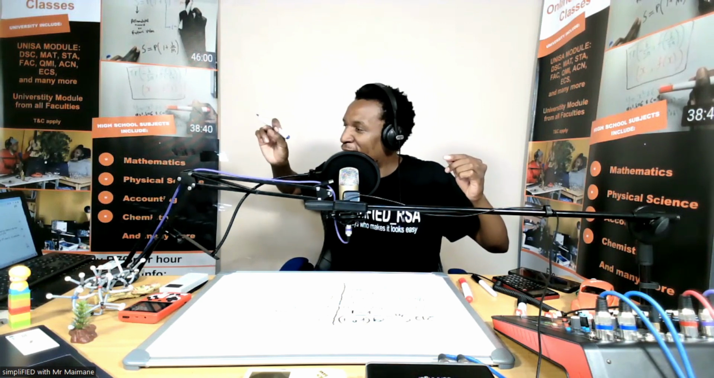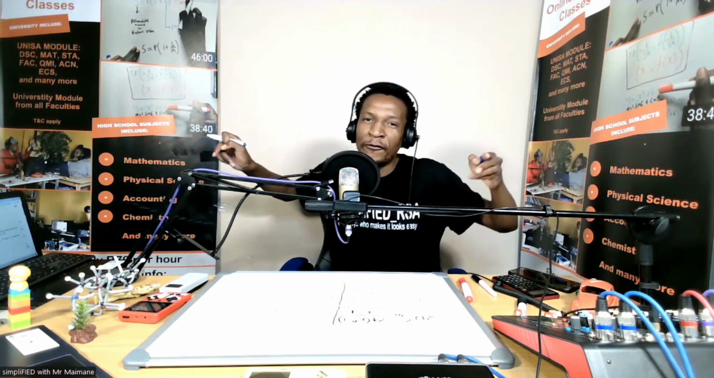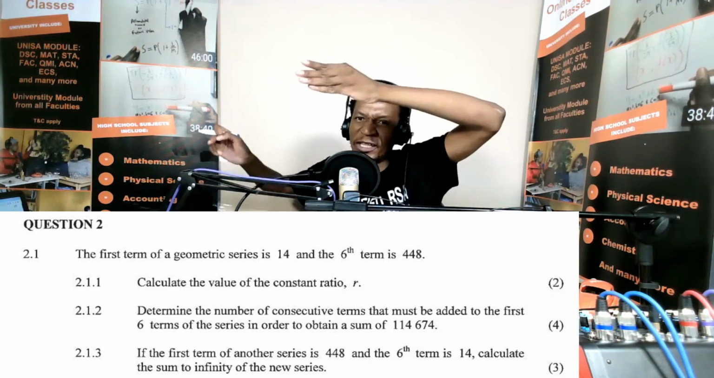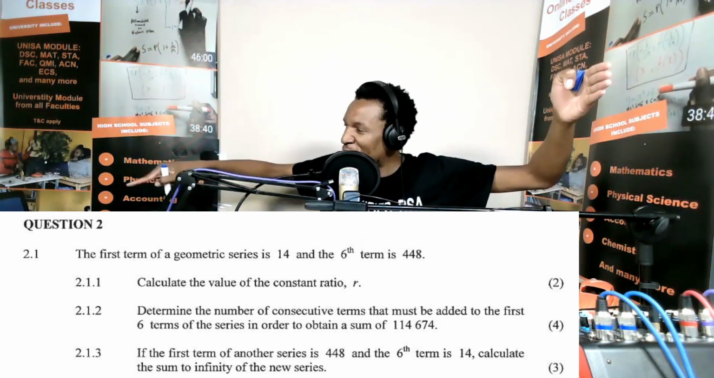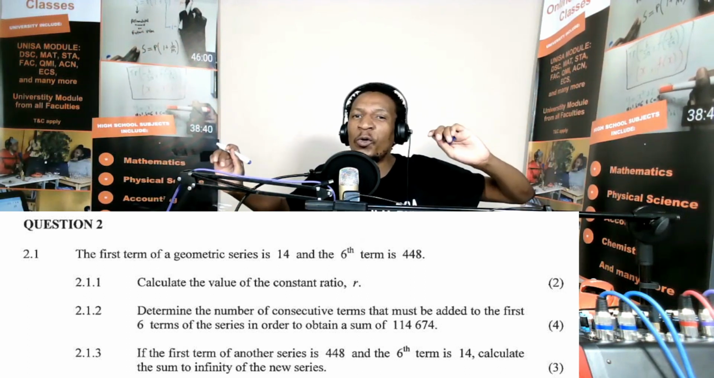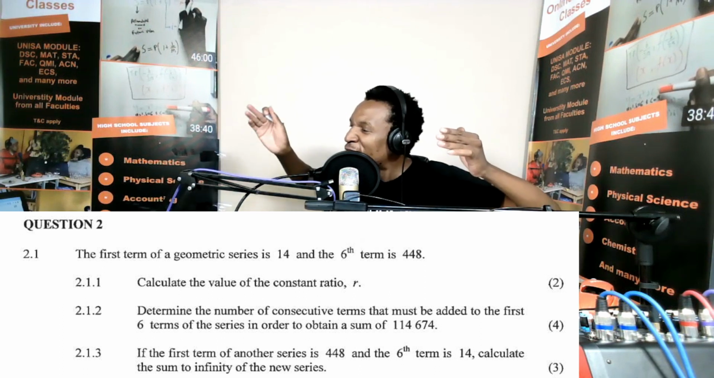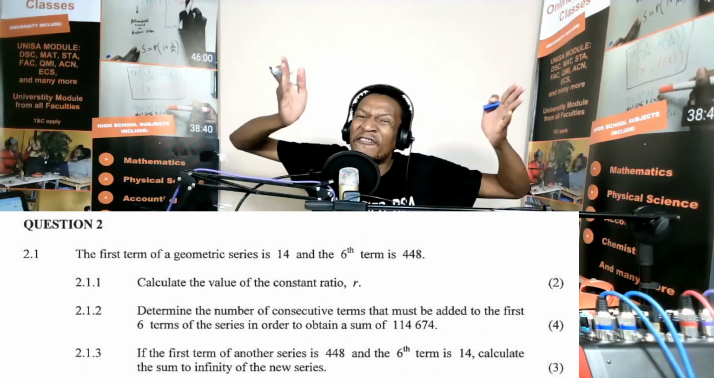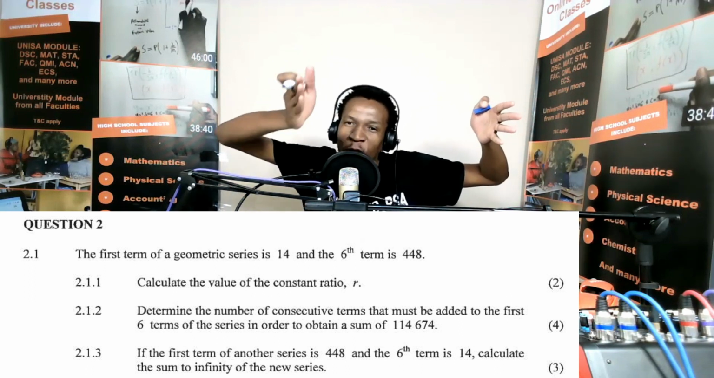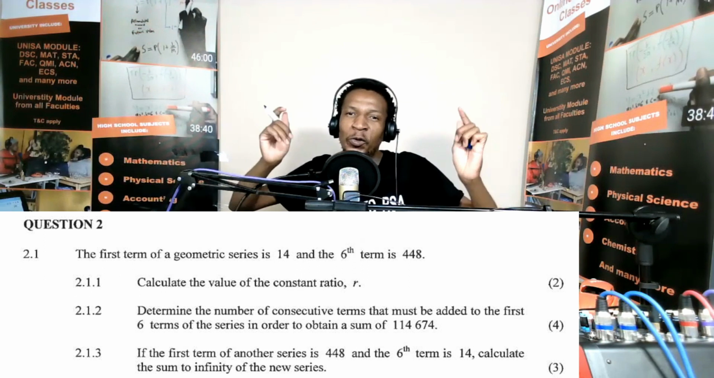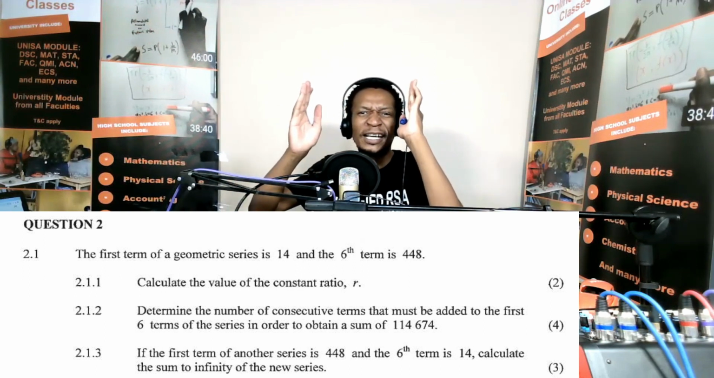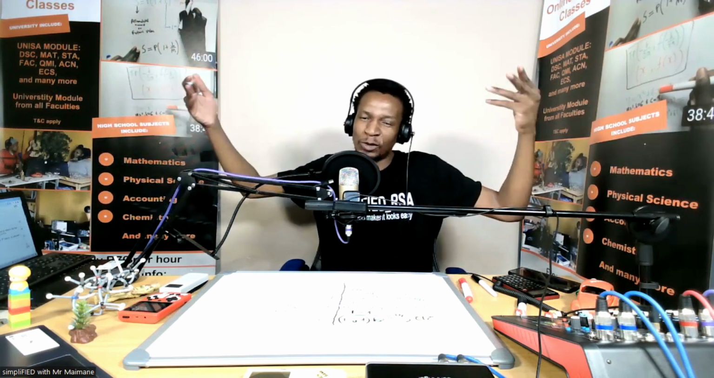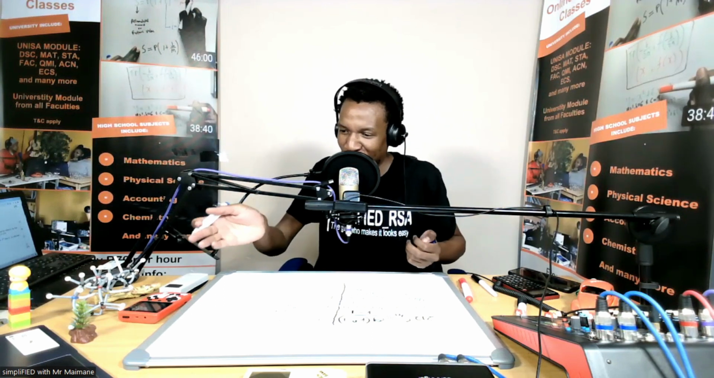Now, this is where the trick is. You may think 13 is the actual value that you have to calculate. No, 13 is the term that obtains 114,674 from the first term. So first term, second term, third term, fourth term, and then you go up to the 13th term. That's when you get that value. But the question wanted to know the number of consecutive terms that must be added from the first 6 that were given to us in order to get to the 13th term. So from 6, what is the difference between 13 and 6? You know what I mean? That's actually what they mean.